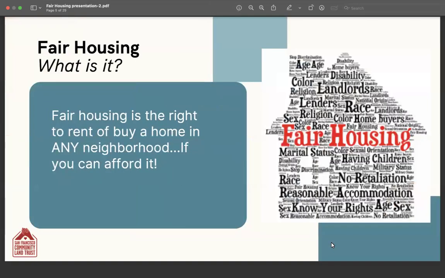So, fair housing, what is it? It is the right to rent or buy a home in any neighborhood. And of course, if you can afford it. That's a big issue for us. Obviously, if someone can't afford it, then they won't be able to have access to it. But people cannot be discriminated against in the renting and buying of a home based on the things that we'll talk about as far as protected classes and then key things that are considered discriminatory practices.